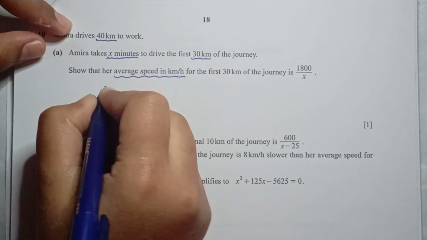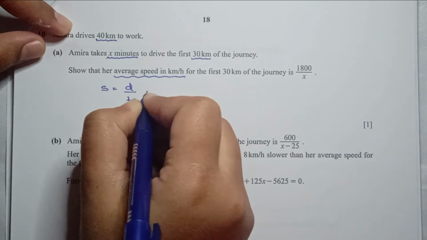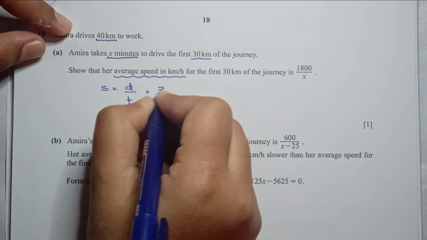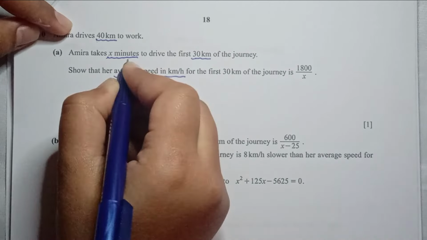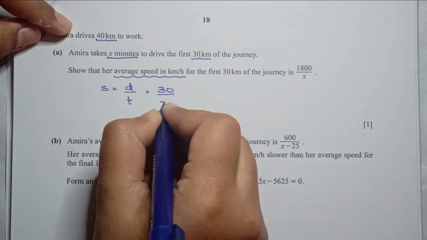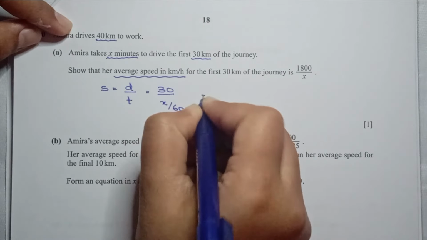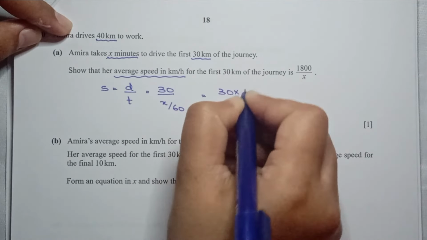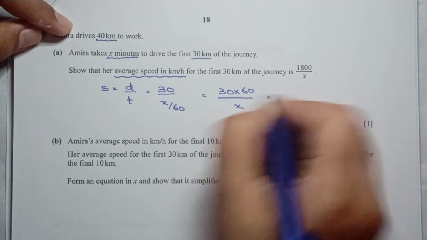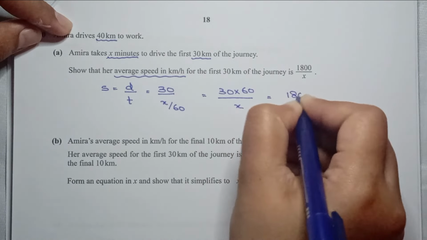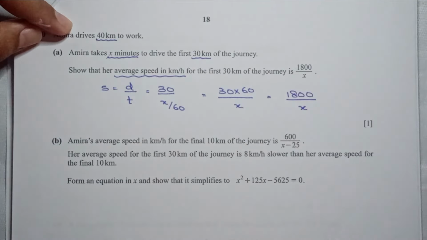So as we know that the speed is distance over time. So the distance is 30 kilometer and the time is X minutes. As we can see, it is X minutes. So we can convert minutes into hours by dividing by 60. So it would be 30 times 60 divides X. So it would be 3 times 6 is 18 and double 0. So 1800 dividing by X matches with our answer.